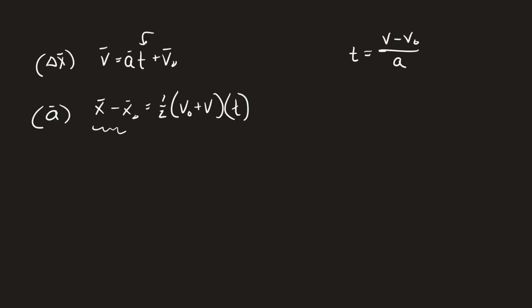Excuse me if I'm going to leave the vector bars off for a minute. All I did was subtract v naught from both sides and divide both sides by a. So I've solved that for t. And now I'm going to use it as a delta. So delta x equals 1/2 (v naught plus v) times t. Instead of putting t here, I'm going to put that in for t.